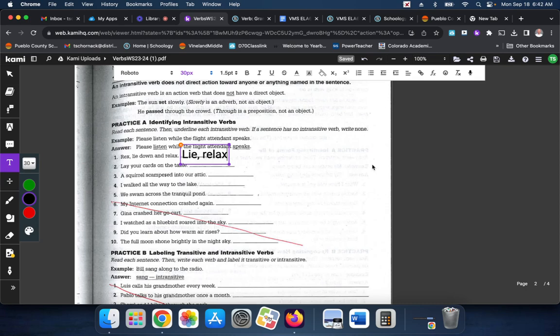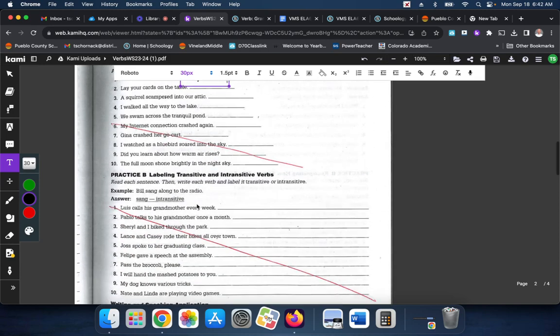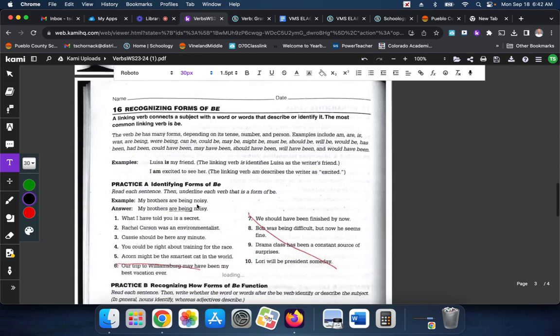There's going to be 1, 2, 3, 4, 5. Besides what we did, there's going to be 7 of these, and one of these is not going to have an intransitive verb. So you're going to write none in one of these sentences. And we're going to go to 16.